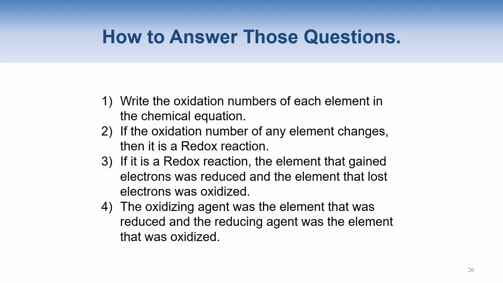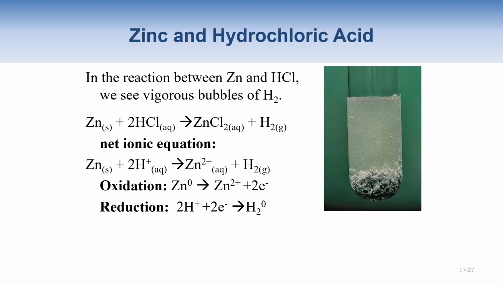So those are written out steps for people that like to see visual steps. I'm going to go through several examples now. So, in the reaction between zinc and hydrochloric acid, we end up with zinc chloride and hydrogen gas. So if we assign oxidation numbers here, zinc is 0 because it's elemental. Hydrogen is +1 when bonded to nonmetals.